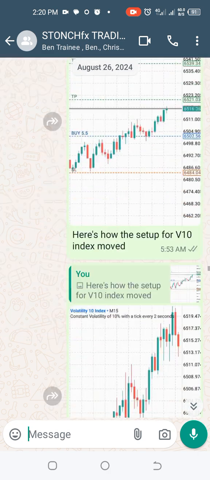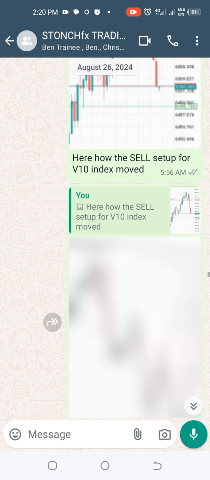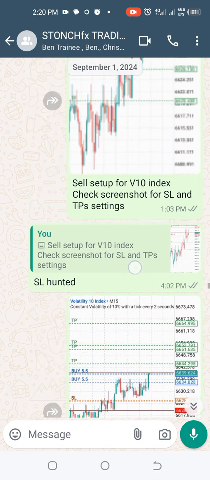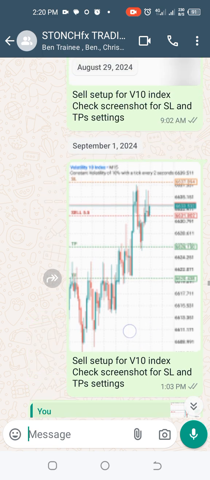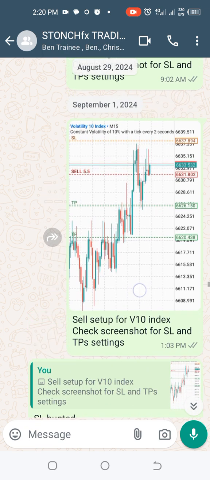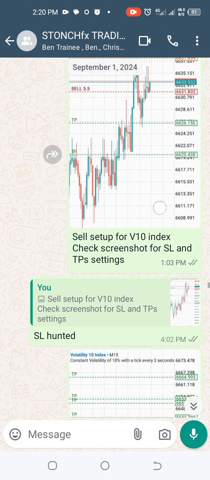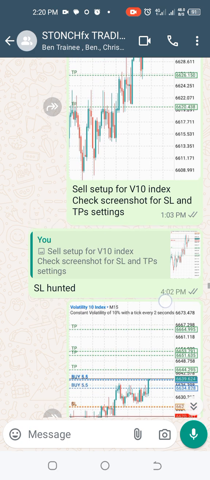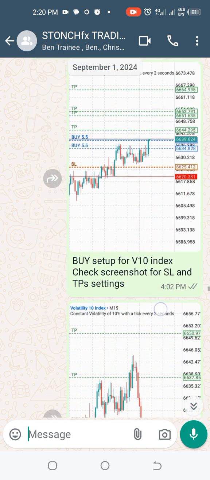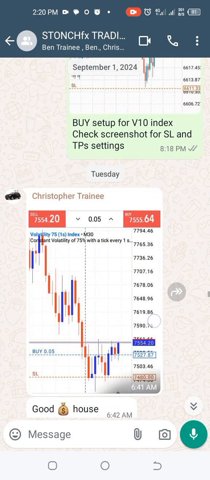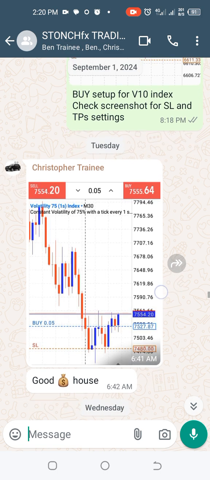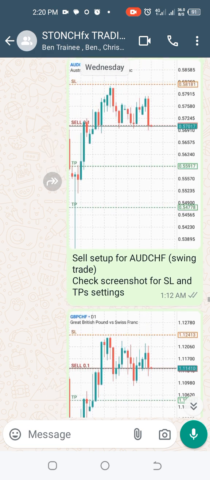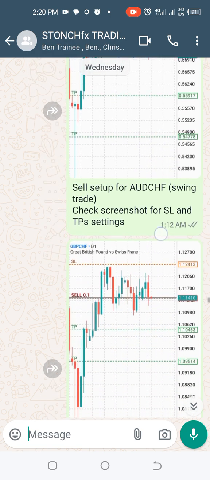So let's see from this month. This is from this month, it was the 1st of September. On the trade that haunted Excel, I shared it, and I actually notified my team that Excel was haunted accordingly. I share all of the trades I take.